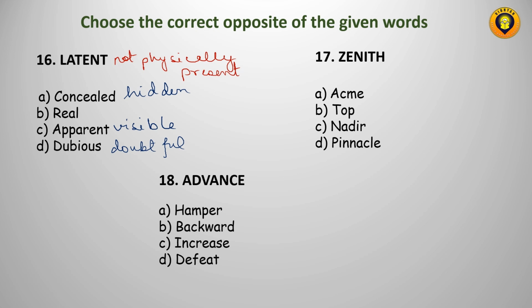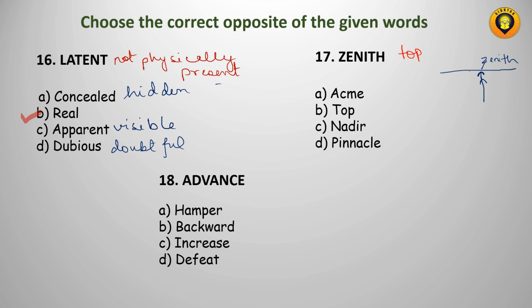So according to this, which is not physically present, we can choose real as our correct answer. Next, zenith. Zenith means top. For example, zenith normally refers to a person and the sky above him. A person is standing over here, and this is the sky. The topmost point, this one, will be called the zenith. So the topmost position of the observer will be termed as zenith.